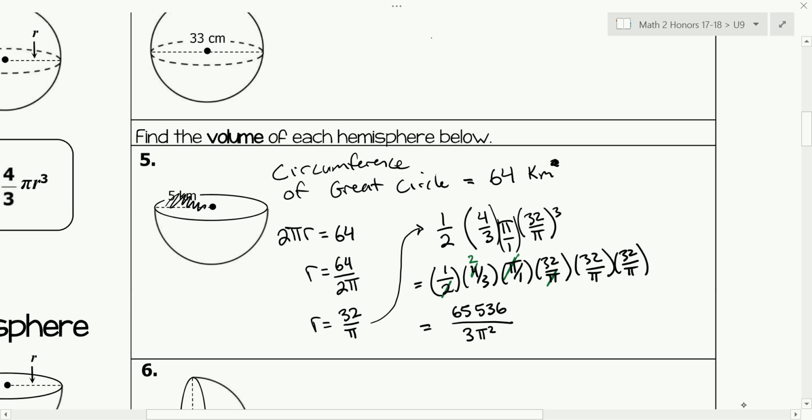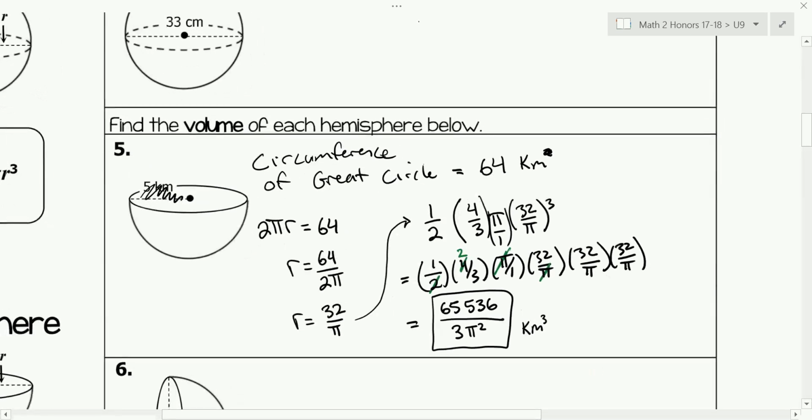All right, so on 5, guys, if you wanted to see that final answer, you should have 65,536 over 3 pi squared, and that would be kilometers cubed. Are there any questions on 5? Lena?